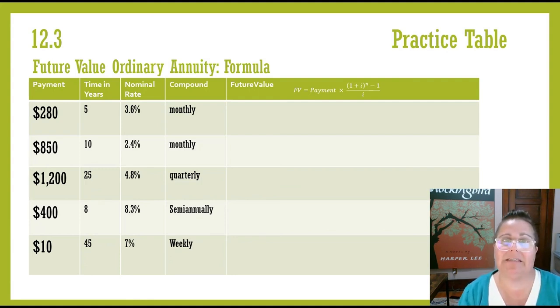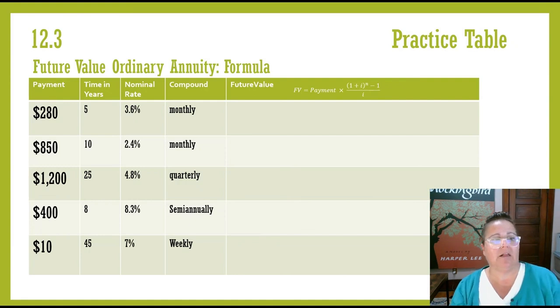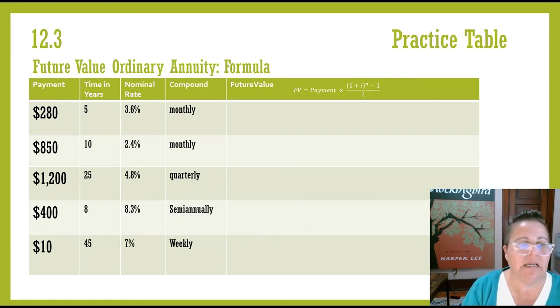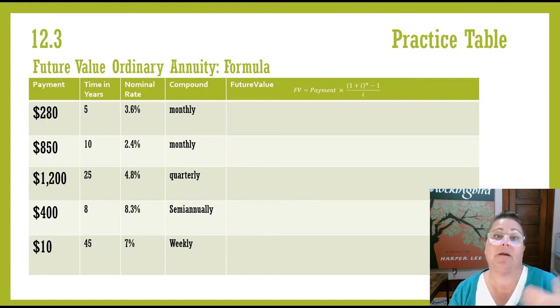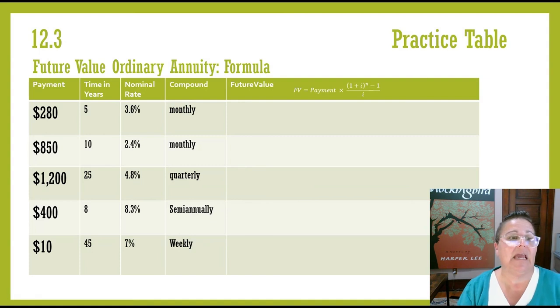This is, again, a practice table. You can click through this on your own in the PowerPoint provided, but I'm also going to click through it here. I'll explain the first one and see what we do. So we've got a payment of $280 for 5 years. It's going to be at 3.6% interest compounded monthly. That means that our payments are going to be made monthly and the compounds are going to be made monthly.